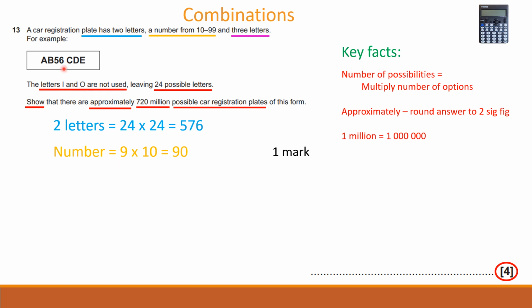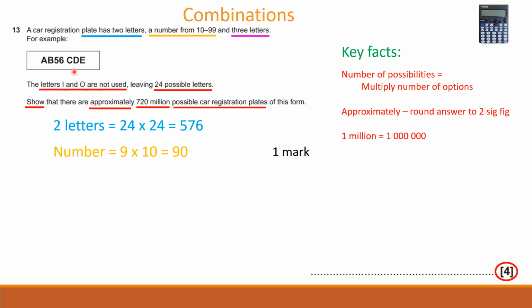Now, if we're looking at the next one, we could start with a 0. Okay, so it doesn't start with a 1 this time, it starts with a 0 because it's going between 10 and 99. So we get an extra value, which is 10. So I've got 9 times 10, which gives me 90 for the number of numbers, and you will get 1 mark for doing 9 times 10.